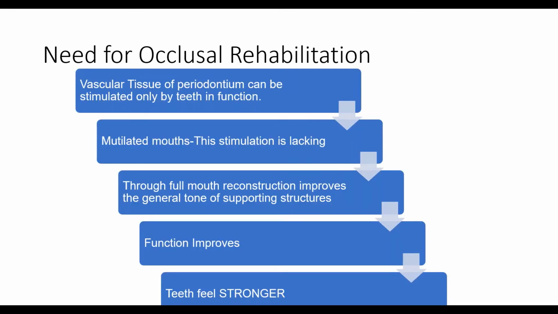Coming to the need for occlusal rehabilitation, once the patient has entered your clinic and you have noticed there is loss in the vertical dimension, the full teeth are treated. You need to tell the patient about the condition and why there is a need for rehabilitation. You need to explain that the vascular tissue of the periodontium can be stimulated only by the function of the tooth. Once the teeth are rehabilitated, the vascular periodontium can be stimulated and it will be good for the patient's oral condition.